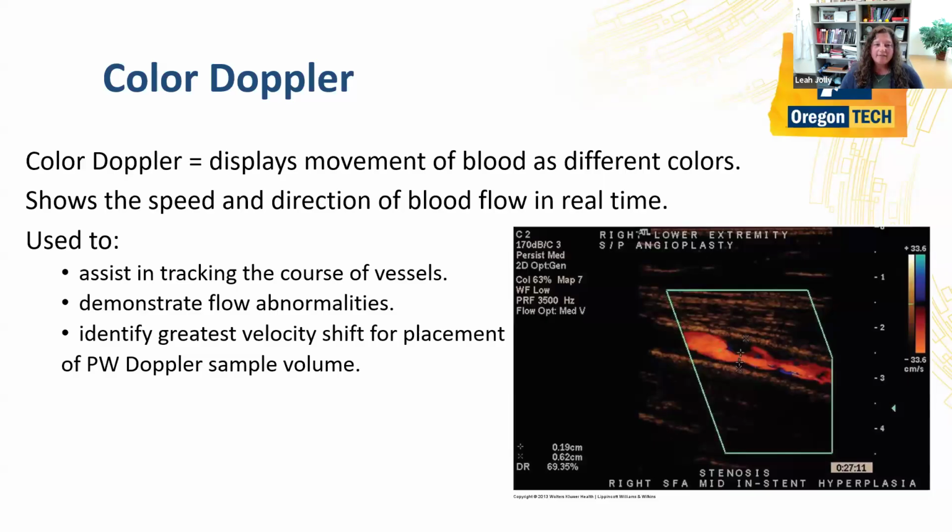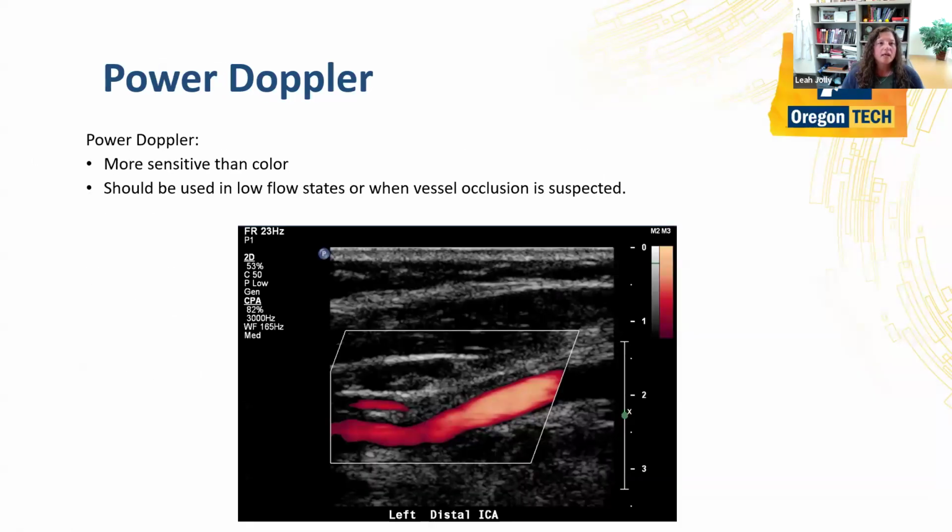We can also identify the greatest velocity shift for placement of the pulse wave Doppler sample volume. And to do that, we look for color aliasing, or sort of a rainbow mosaic pattern. So we can see a little bit of aliasing here where it's yellow. It's probably the most aliasing is right here in this area. We're just not seeing it on this image, but we're going to see some later on.